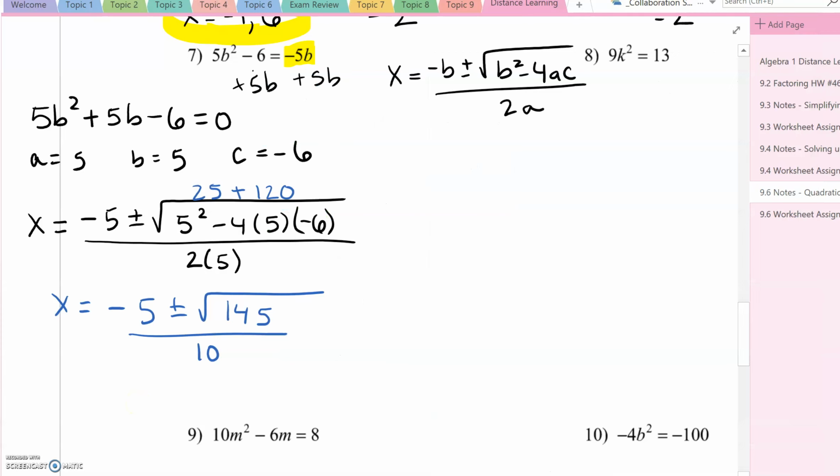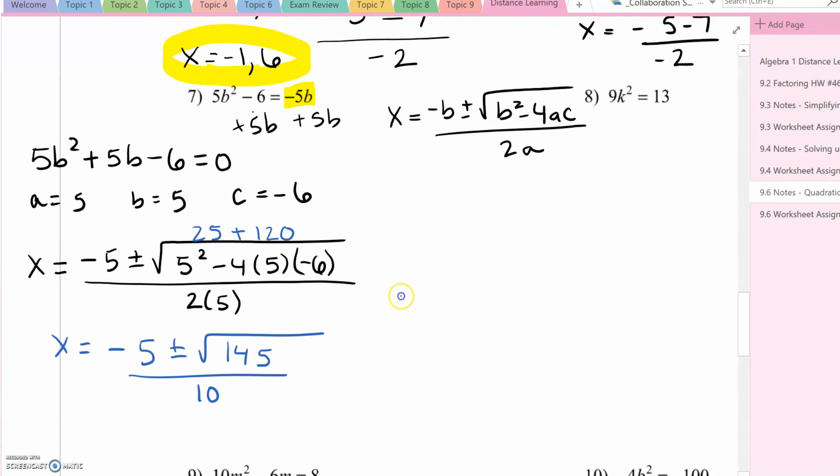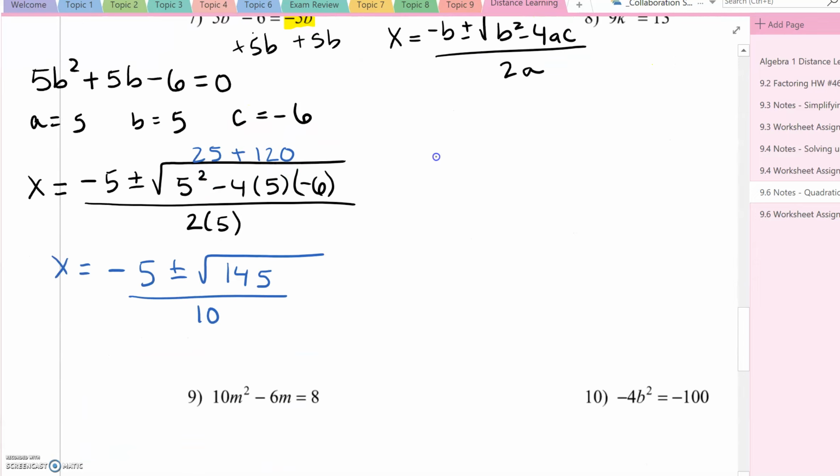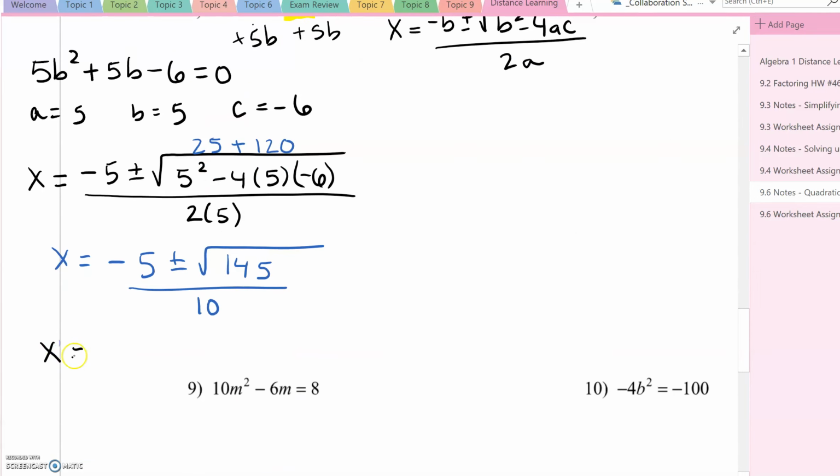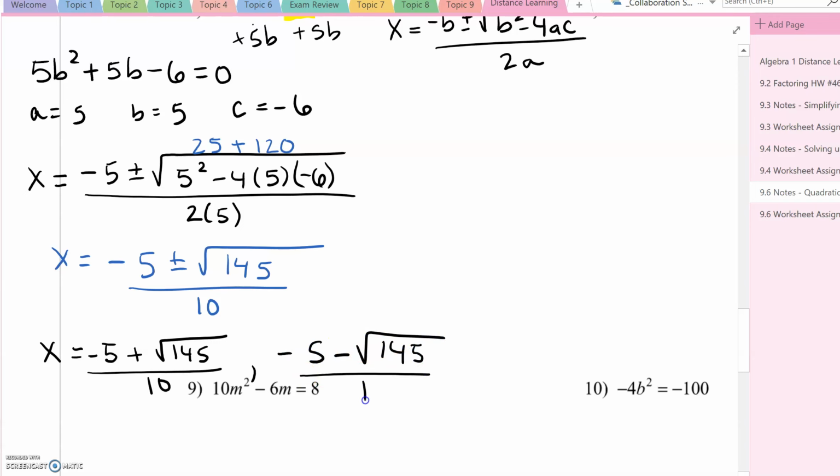So your answer to problem number, what number is this? 7? Yeah, problem number 7 is x equals negative 5 plus the square root of 145 all over 10. And oh, I forgot the negative. Sorry, negative 5. I said it out loud, but I didn't write it. And then we also have negative 5 minus the square root of 145 all over 10.